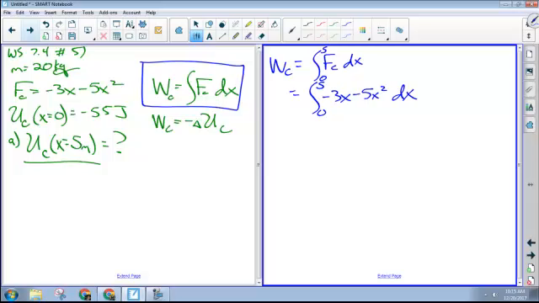Okay, so integrate this thing. So what do I have to take the derivative of to get negative 3x? Oh, well that's negative 3 halves x squared, right? Minus, what do I have to take the derivative of to get 5x squared? 5/3 x cubed, right? And then I want to evaluate between 0 and 5.